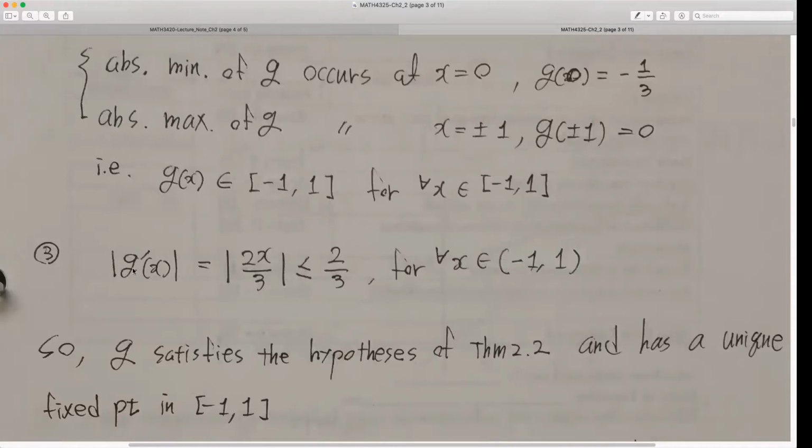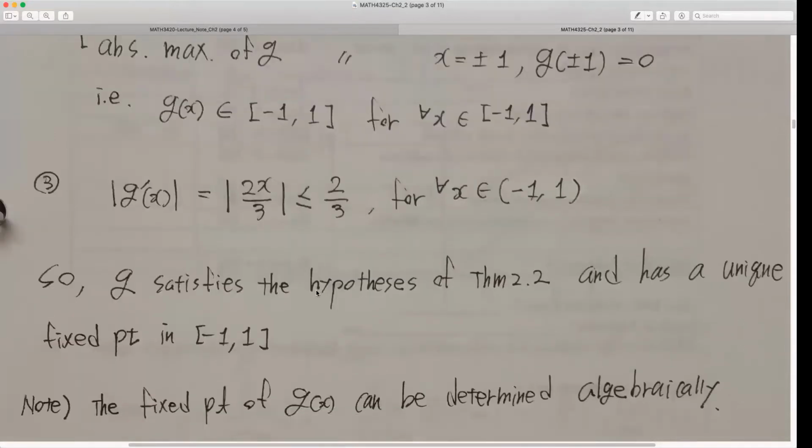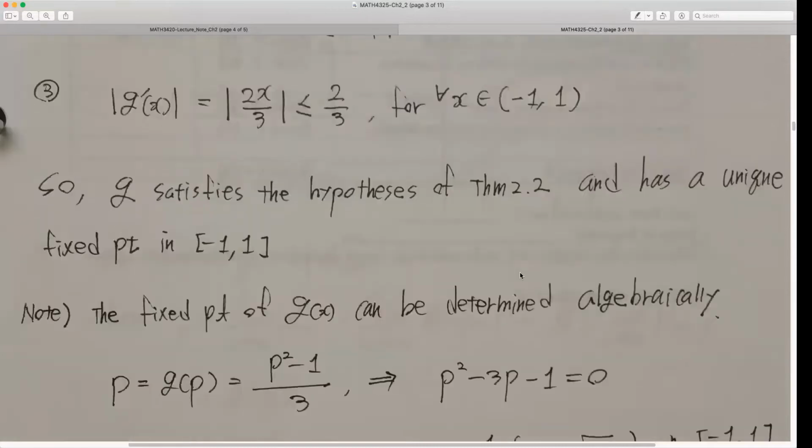Okay, so g prime is 2x over 3. It makes sense, right? Since this is a linear function, on the interval negative 1 to 1, the maximum value of the absolute value of 2x over 3 is going to be 2/3, because this is a linear function. So the absolute value of 2x over 3 is bounded by 2/3. So g satisfies the hypothesis of 2.2 and has a unique fixed point. We proved that.